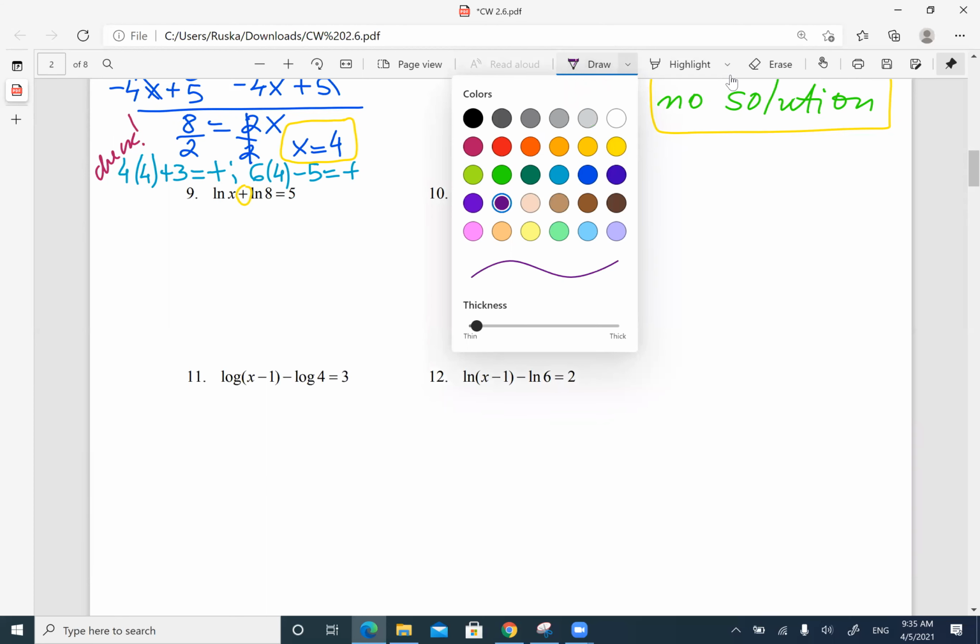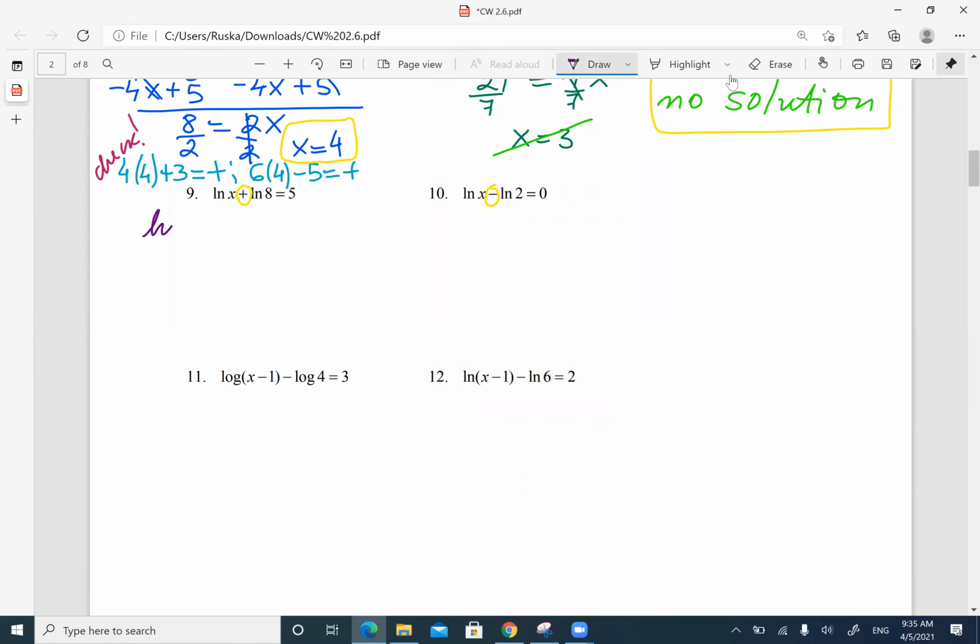So we have ln plus ln, so it's going to be ln of multiplication, so multiplying x and 8. So it's going to be ln of 8x equals 5. And then from here, we know that the base for ln is e, right? So I'm going to switch it. So it's going to be 8x equals e to the power 5th. Then you're going to divide by 8, and you're going to get x equals e to the 5th over 8.